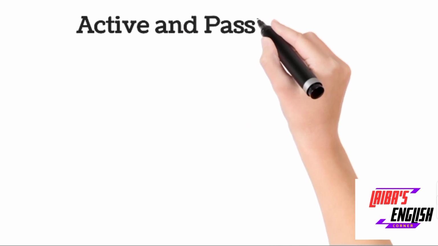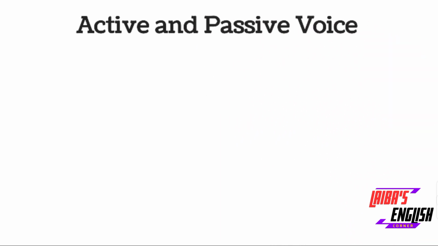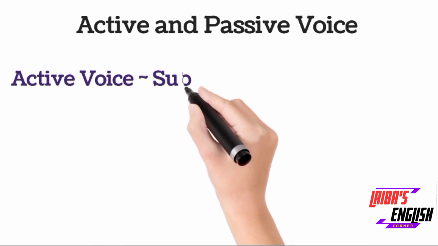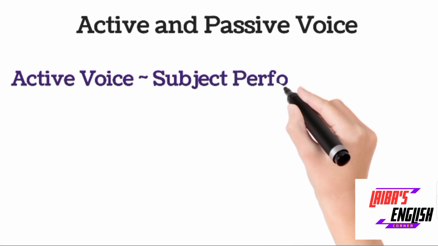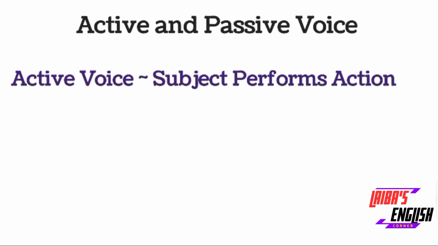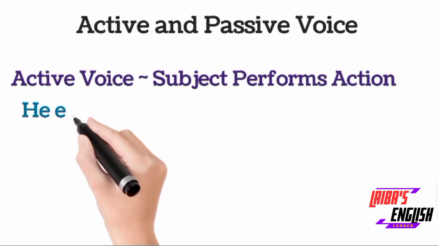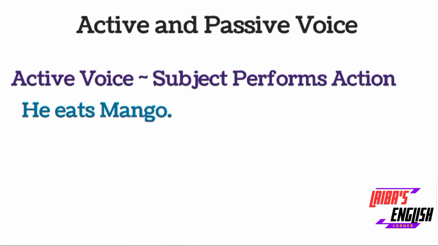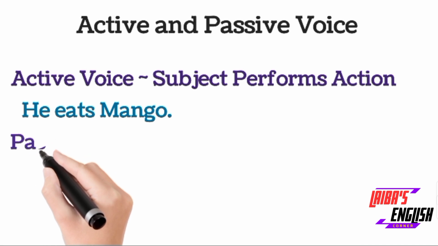So first of all, we will start with the common definition of both active and passive voice, that is, what is active and what is passive. Basically, active means that when the subject performs an action, we say it is active. Remember that whenever a subject performs an action, we say it is active voice. For example, he eats mango. So here, he is performing the action, so it is active voice.